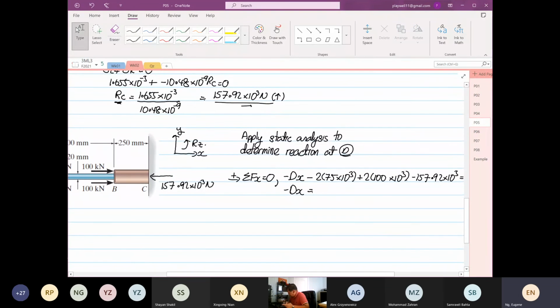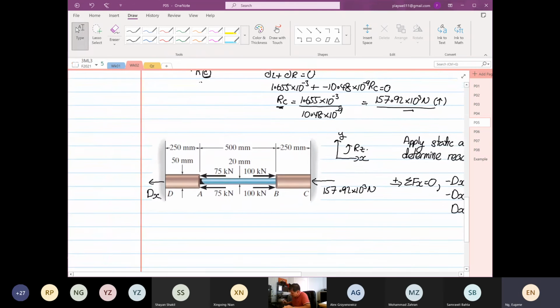Plus minus twice times 100 times 10 to the power 3 plus 157.92 times 10 to the power 3. So I got 107.92 times 10 to the power 3 Newton. And it's minus dx, so dx should be equal to minus 107.92 times 10 to the power 3 Newton. So I got my direction wrong.